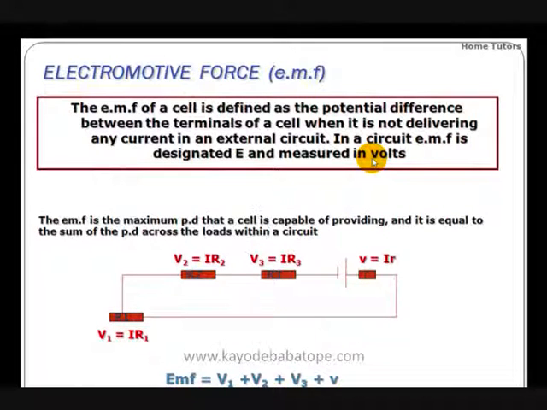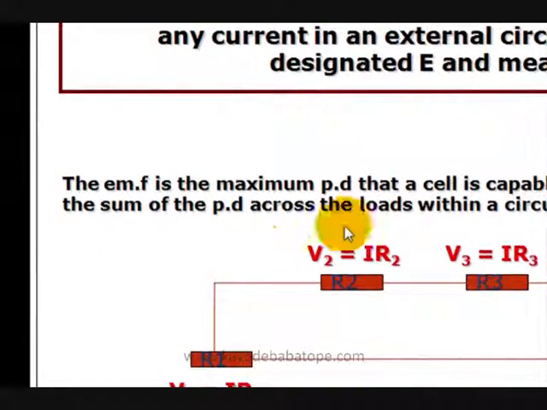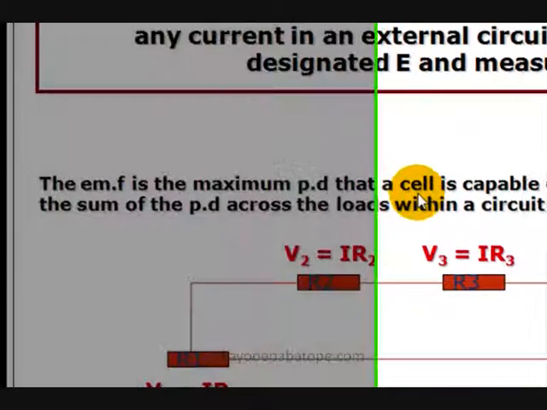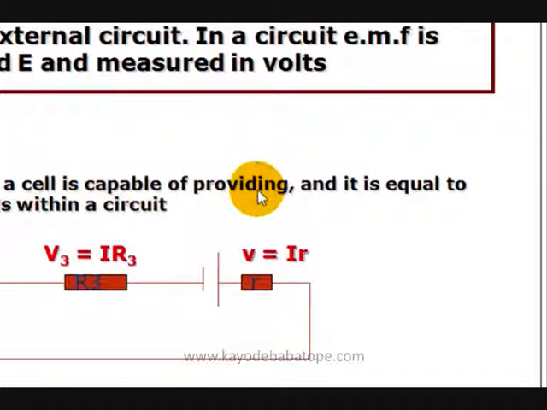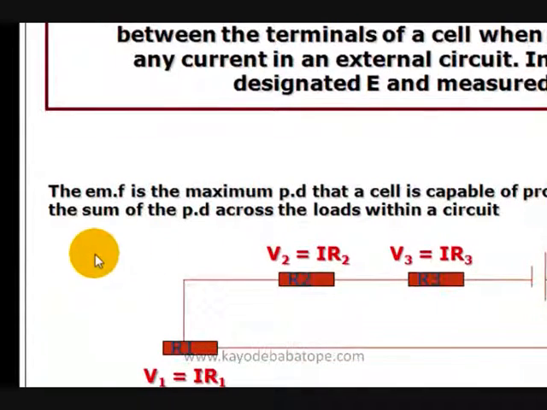Now let's talk more about EMF. The EMF of a cell is defined as the potential difference between the terminals of a cell when it is not delivering any current in an external circuit. In a circuit, EMF is designated by E, and it is also measured in volts. Therefore, the EMF is the maximum potential difference that a cell is capable of providing, and it is equal to the sum of the PD across the loads within a circuit.